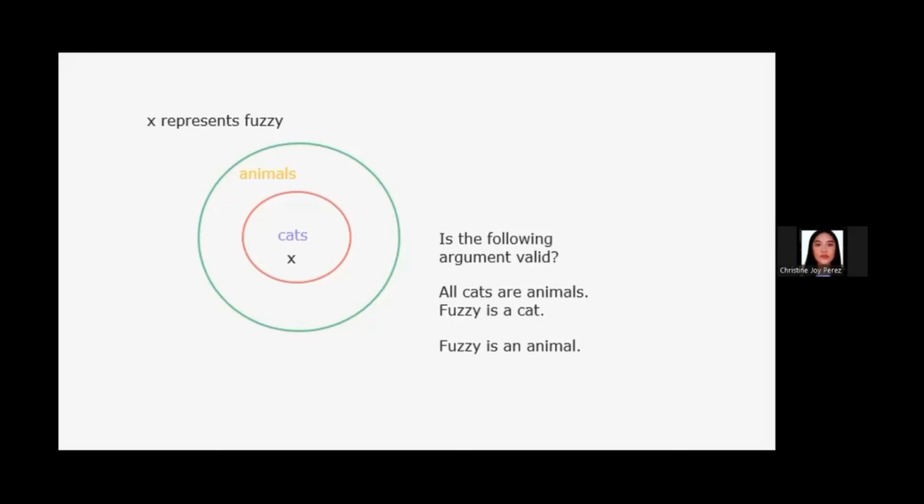So we have here, the diagram shows that X represents Fuzzy. So this is Fuzzy. It is inside the region for animals. So this is the animals. This is the region. So it's inside the region for animals. So Fuzzy is in animals. So the argument is valid.